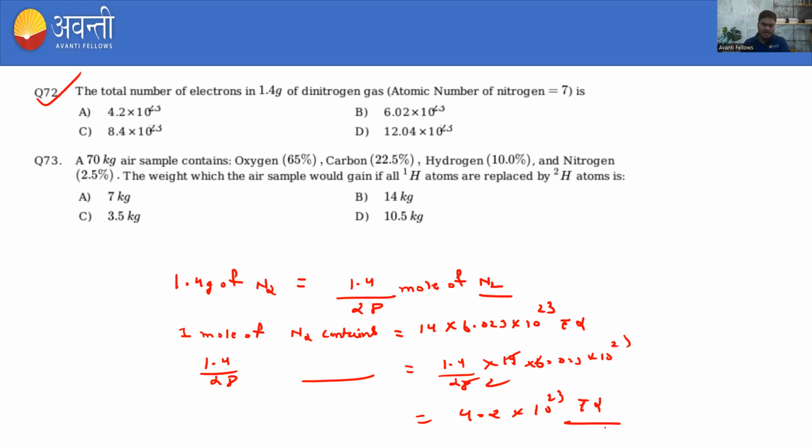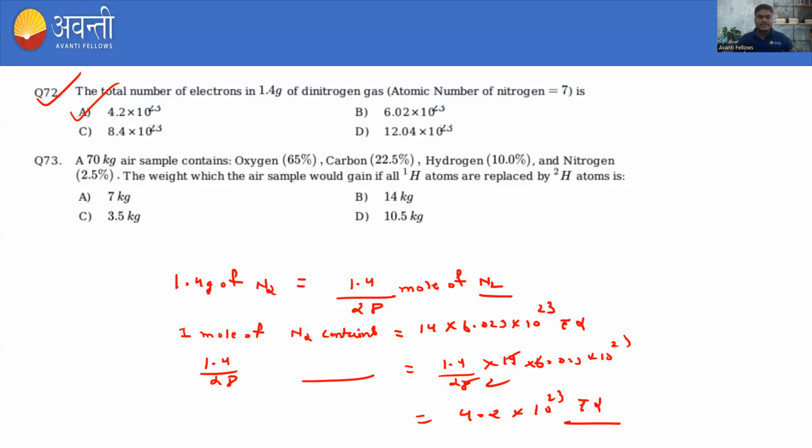So this is how we can actually calculate the number of electrons. So which one is the correct one? That is for 72, Option A is absolutely correct answer for this question. Okay. Let's move to the next question.